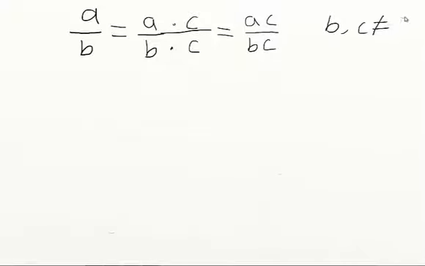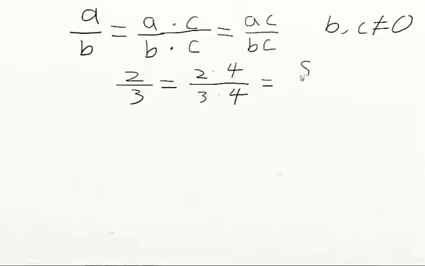Now b and c cannot be 0. So for example, if we have 2 over 3, we can multiply by any number we want as long as it's not 0. Let's say we multiply by 4 on the numerator, and we multiply the same number on the denominator. Now this fraction becomes 8 over 12. Even though it looks different, those two fractions still have exactly the same value.